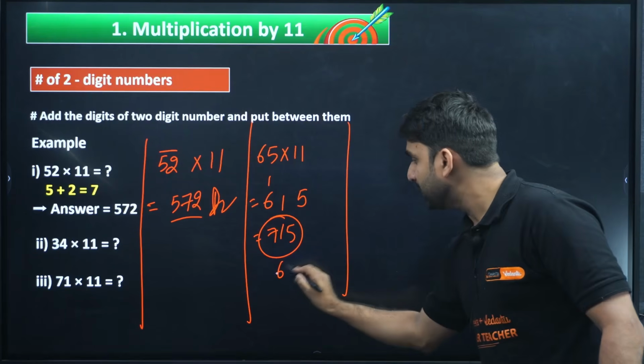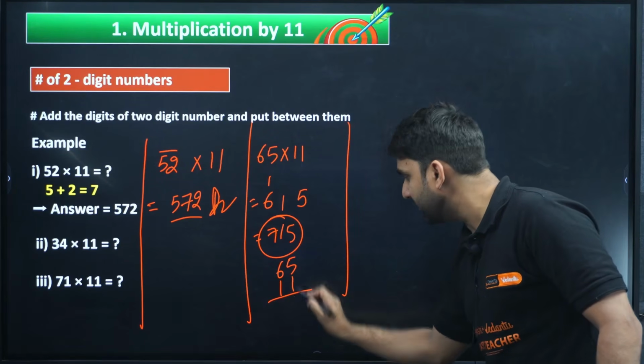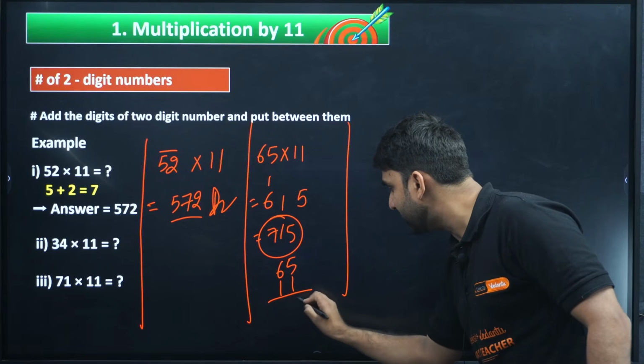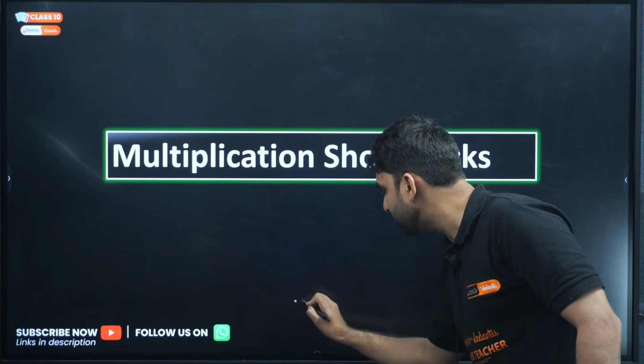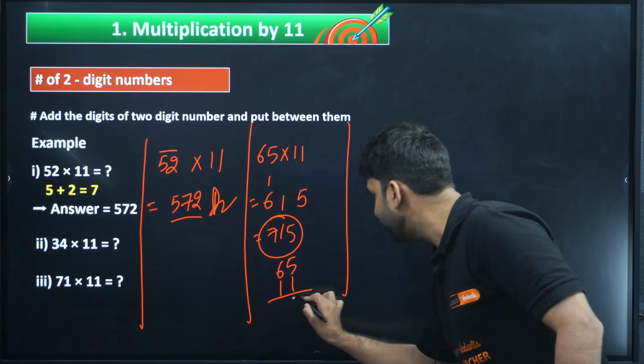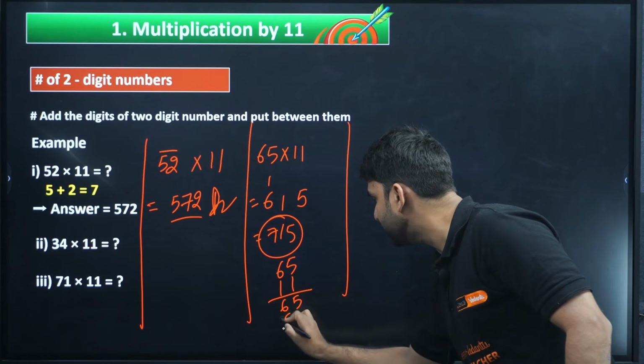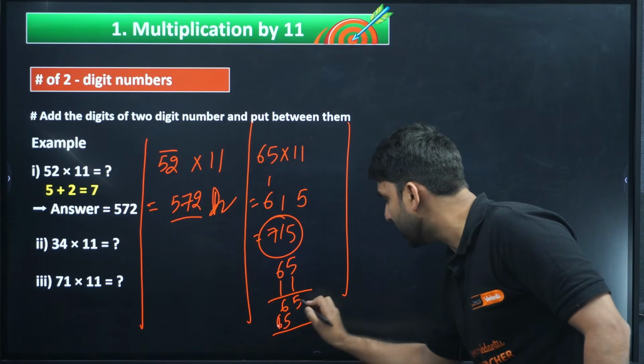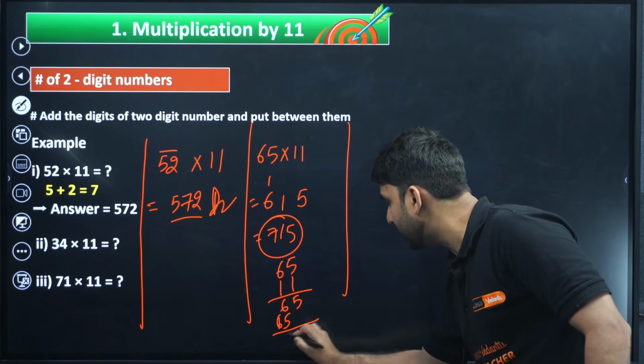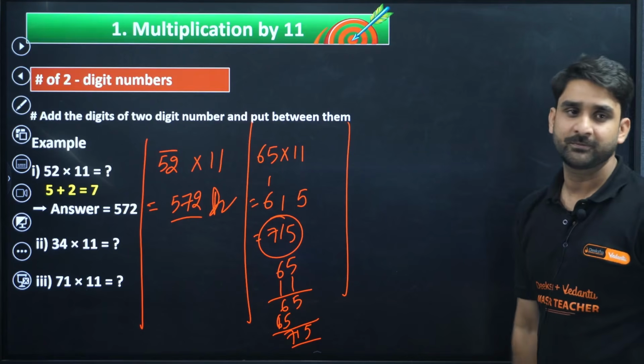You can verify by using the old or ordinary method. 5 times 1 is 5, 6 times 1 is 6, and so on. Okay, now 5 would be there, 6 5 11. Wow, 715 is the correct answer.